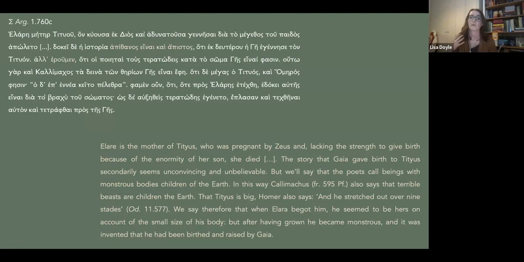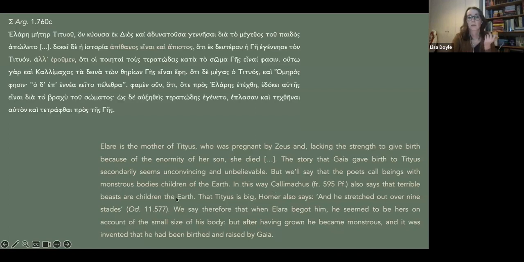So what the commentators are trying to do there is essentially what we'd call rationalizing myth, trying to work through it and figure out the problem. How do they do that? They do it by drawing on two poets, Callimachus, who was another Hellenistic poet, and Homer. So this is how the commentator here is forming his argument, drawing on evidence from two huge poets, and then coming up with a solution. So we will say that the poets call beings with monstrous bodies children of the earth.